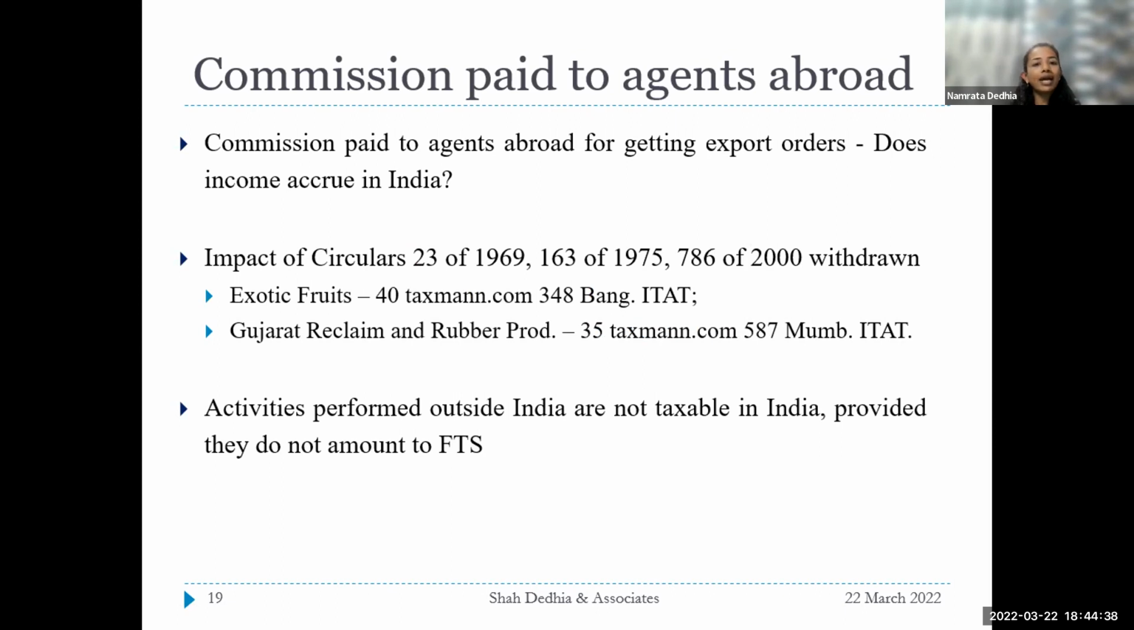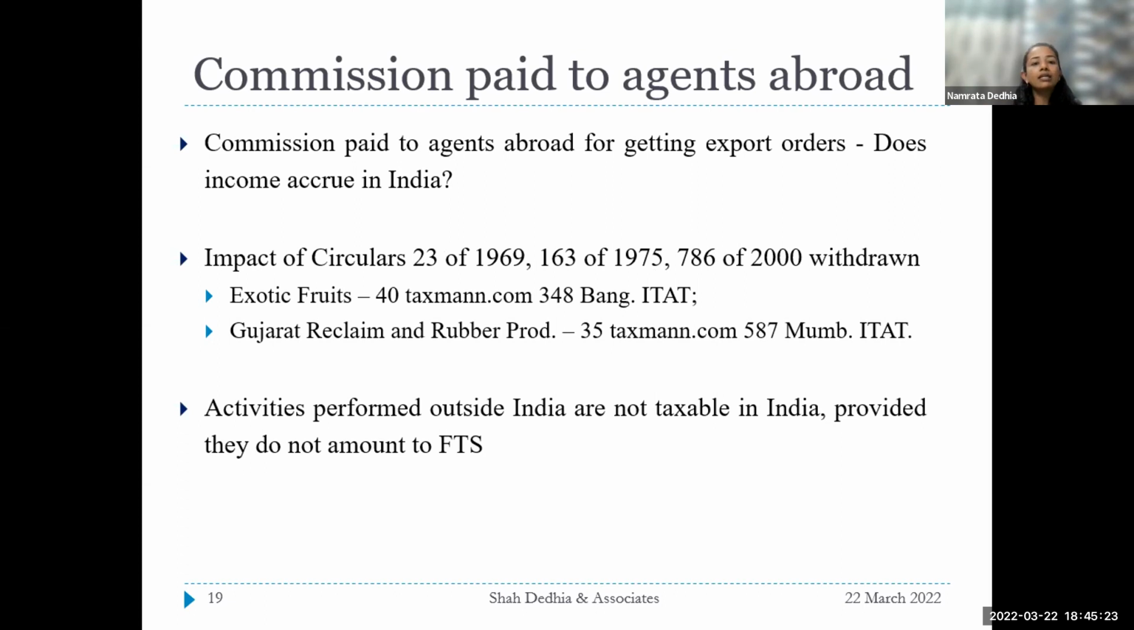So if all activities for getting the export orders are being performed outside India, the base of the agent itself is outside India, and from contacting customers to documentation, everything is outside India, then you could say that the commission paid to agents for getting those export orders is not taxable in India. We had circulars 23 of 1969, 163 of 1975, and 786 of 2000, which all clarified that these commissions are not taxable. Those circulars have since been withdrawn. But withdrawal of circulars does not by itself mean that those payments become taxable in India. It only leaves the room open for examining the case on the basis of facts.